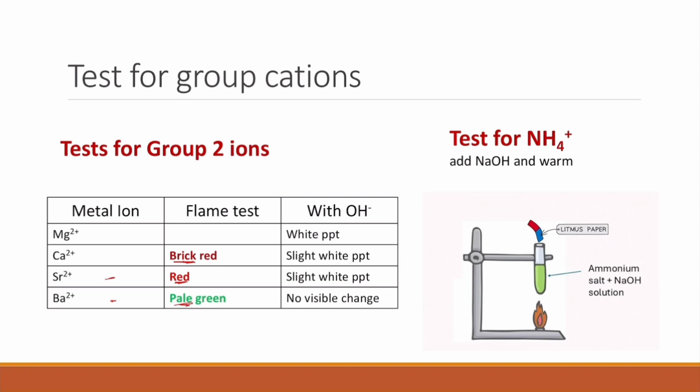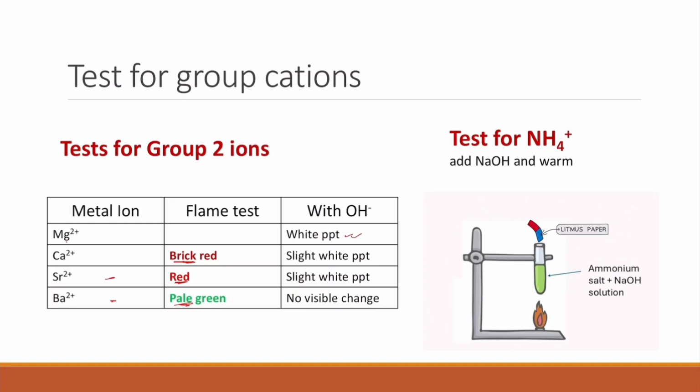The test with the hydroxide, so the test with sodium hydroxide, for example. We know that magnesium will give you a white precipitate. Calcium will give you a slight white precipitate, not really a strong precipitate, and strontium as well, because they tend to be more soluble in water. With barium, there will be no visible change because barium hydroxide is soluble in water.